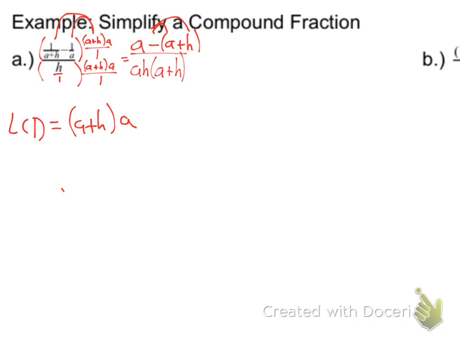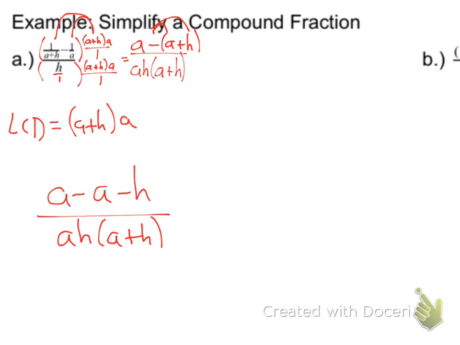Distribute the negative in. A minus h all over a h, a plus h. You guys recognize things will happen here. What happens? Yeah. On the top, the a's cancel, leaving us with negative h over a h, a plus h, and we're done.